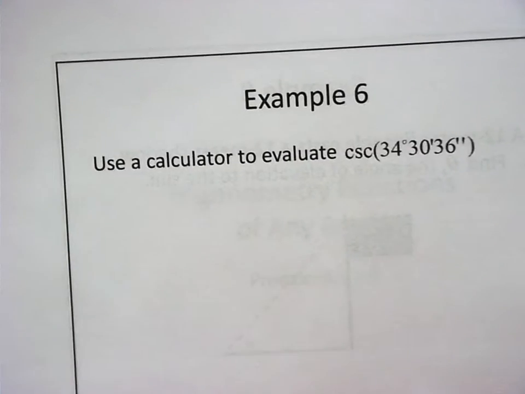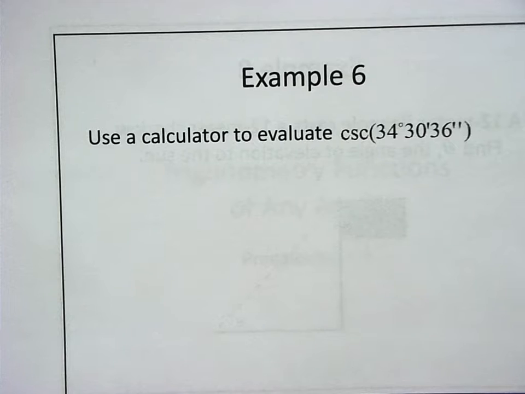One more. Use a calculator to evaluate cosecant of 34 degrees, 30 minutes, 36 seconds. What? What do you use that for? That's how they calculate longitude and latitude. Are you serious? That's neat. They use degrees, minutes, and seconds. Well, how many seconds are in a minute? 60. So how many minutes are in a degree? 60. Why? Anybody remember?